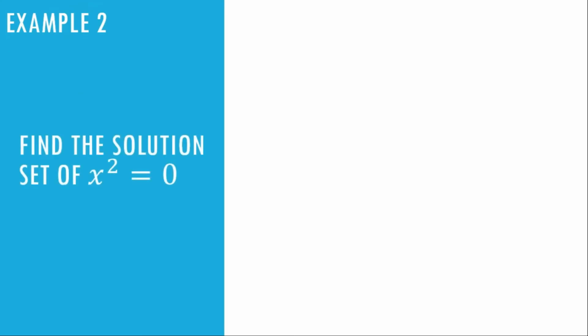Okay, next example. Find the solution set of x squared is equal to 0. So, madali lang to. So, paano gagawin natin dyan? Sa x squared is equal to 0. So, since na-isolate naman na si x squared, what you need to do is just square root to remove the square. So, you will have x is equal to 0.